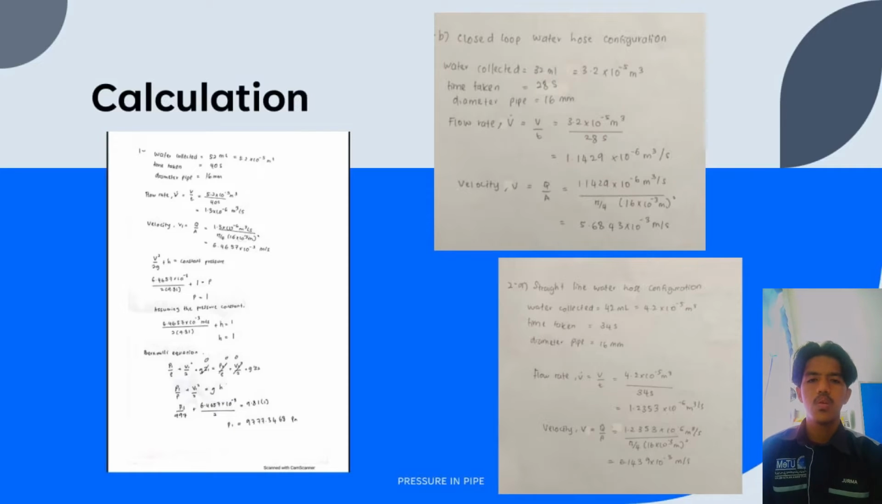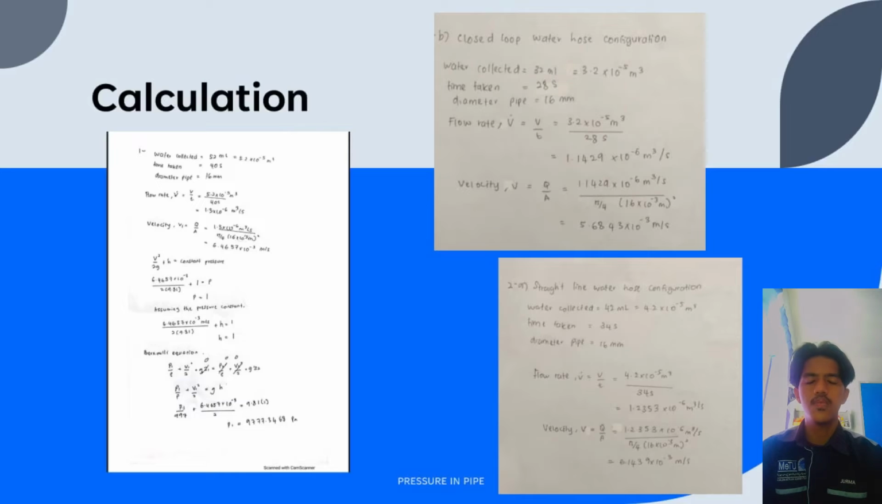So after we run the experiment, we need to collect the data. The water collected is 52 millimeter, the time taken is 40 seconds, and the pipe diameter is 16 millimeter.